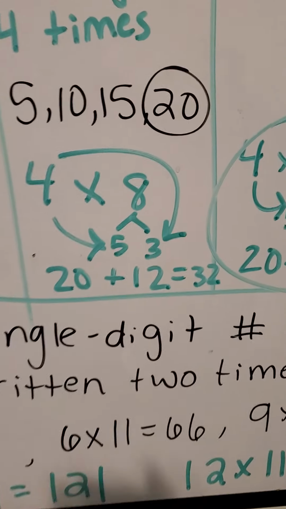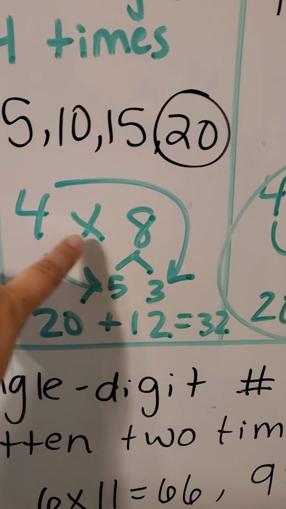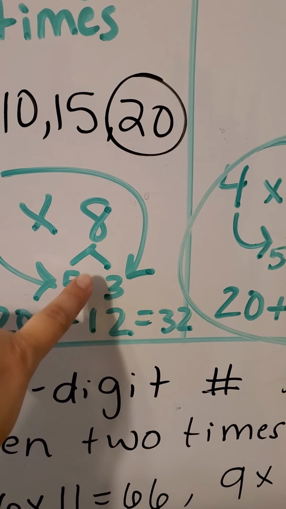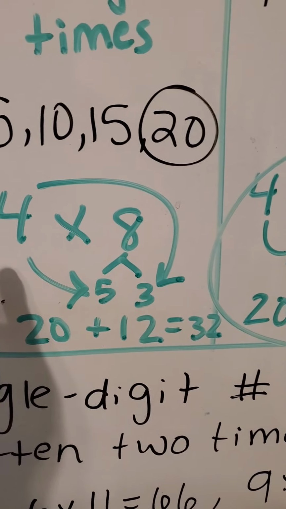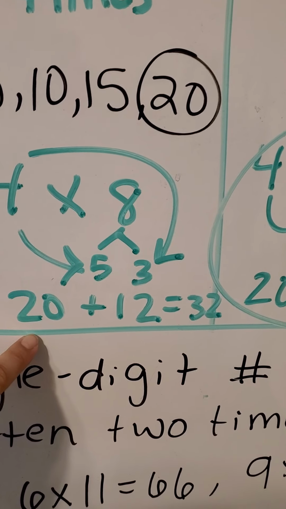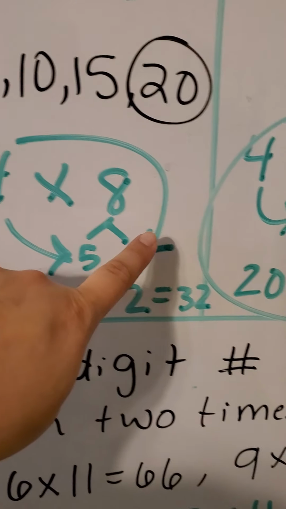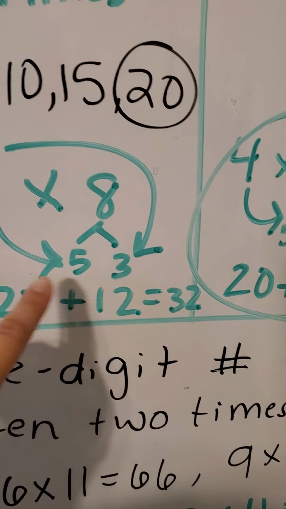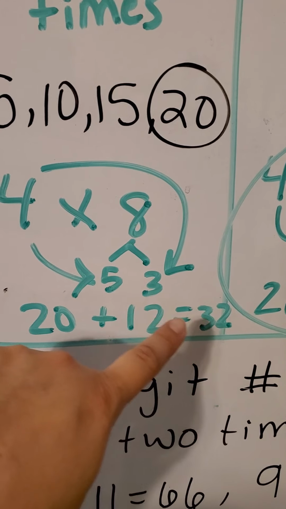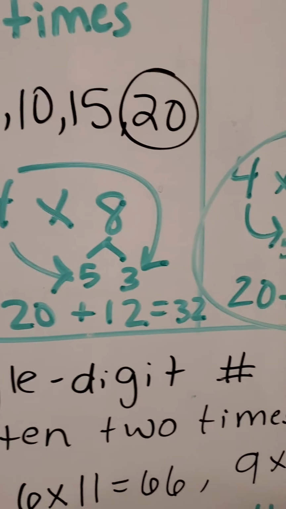If I'm doing my 8s, I can do the same thing. So 4 times 8, I know that 8 can be broken down into 5 plus 3. 4 times 5 is 20. And then 4 times 3 is 12. Remember, if you know your 2s, then you know that 4 times 2 is 8. You add 4 more and you get 12. And that equals 32 when we add it all together.